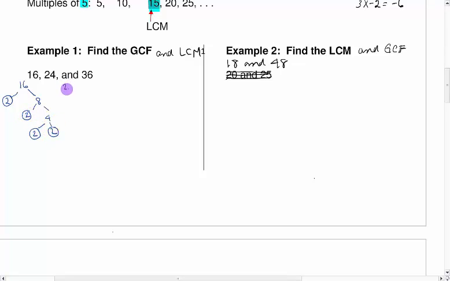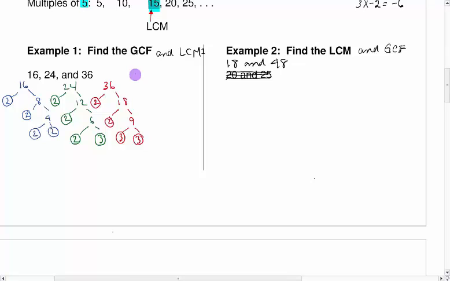And then we'll do that for the 24. 2 goes into 24 12 times. 2 goes into 12 6 times. 2 goes into 6 3 times, and we stop there because 3 is a prime number and we can't go any further. And so we circle our primes again. And then we will do the same thing for 36. So 2 goes into 36 18 times, and 2 goes into 18 9 times. And then we find that we can't divide 2 into 9, so we go to our next prime number, which is 3, and 3 goes into 9 3 times, and we stop there because 3 is a prime. And we circle all our prime numbers.